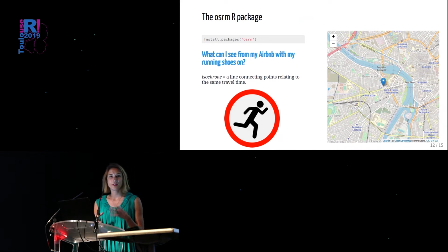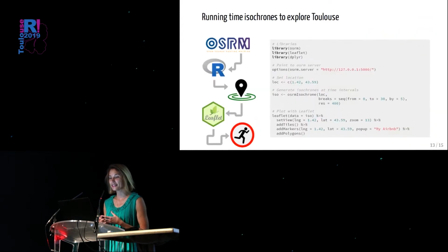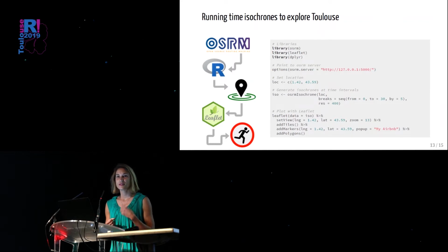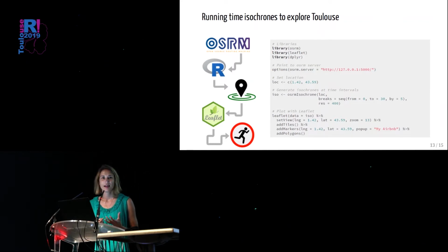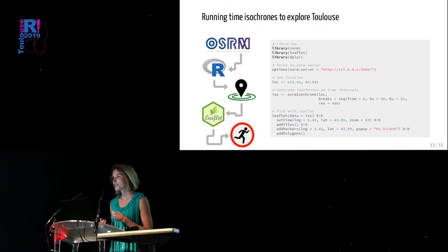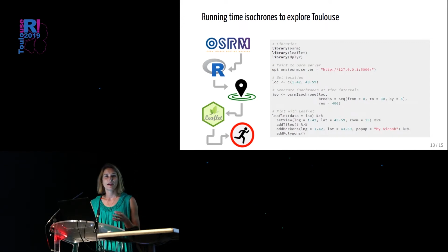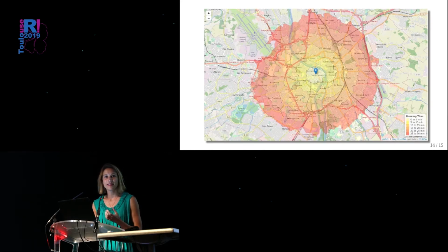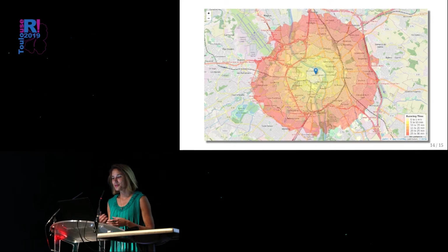So with this new local instance running, what do we do from within R? Well, the first thing to set up is to load our packages, and then we need to point to the server that's running locally. I then set the location of my Airbnb, and then use the function osrmIsochrone to generate a series of isochrones from 0 to 30 minutes in 5-minute increments. I then plotted with leaflet, and then I was ready to head out the door. And this is what I generated.